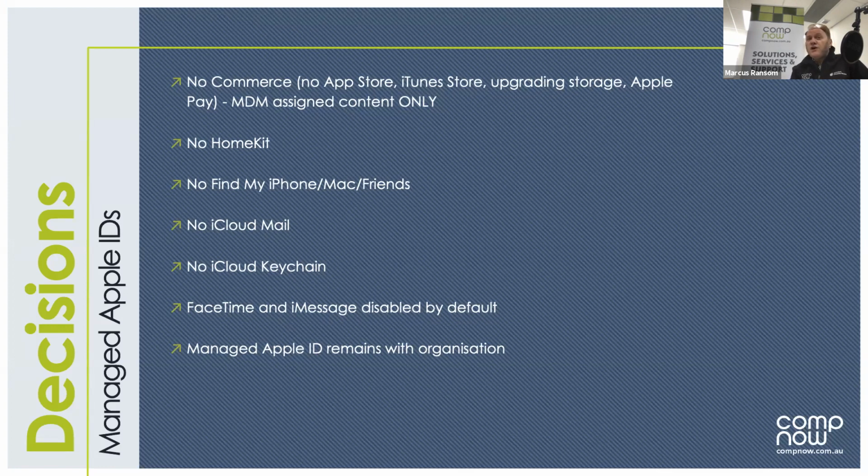So no HomeKit. You can't use a managed Apple ID for any of the automation with HomeKit. No Find My iPhone, Find My Mac, Find My Friends. There's no iCloud mail because it's expected that you will have your own organization email. No iCloud keychains, so no efficiencies with securely sharing credentials between devices. FaceTime and iMessage are disabled by default, but that can be turned on.